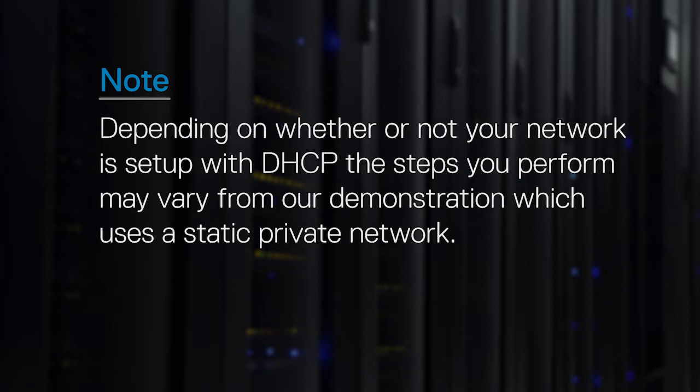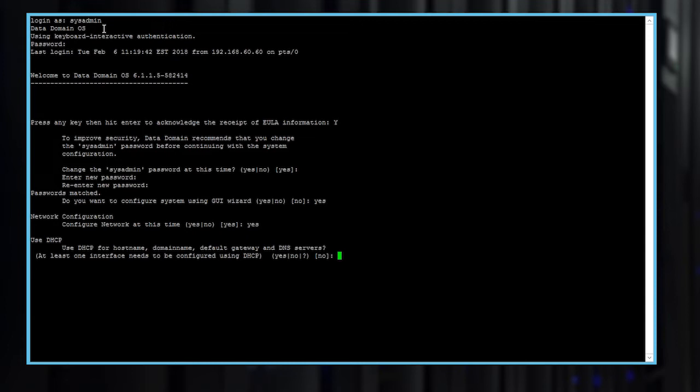Depending on whether or not your network is set up with DHCP, the steps you perform may vary from our demonstration, which uses a static private network. For DHCP, you can type yes to configure DHCP to automatically obtain network parameters, such as the host name, domain name, and IP addresses from a DHCP server, or you can type no to configure the parameters manually, as we will show in our demonstration.